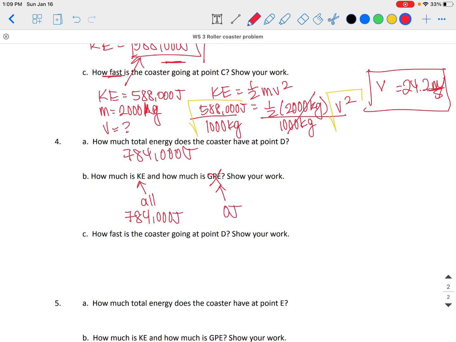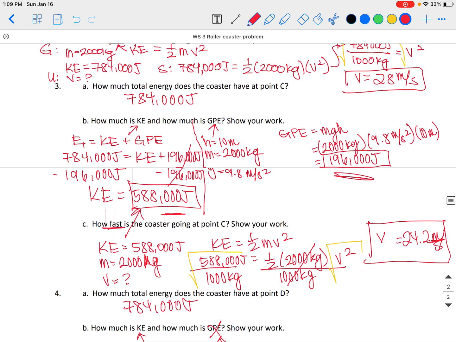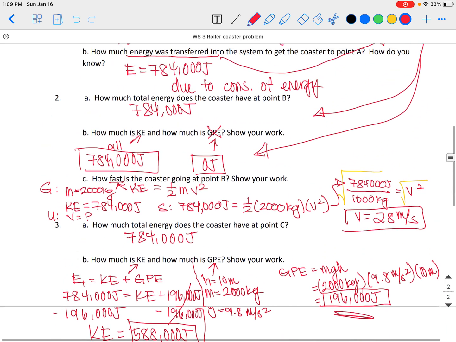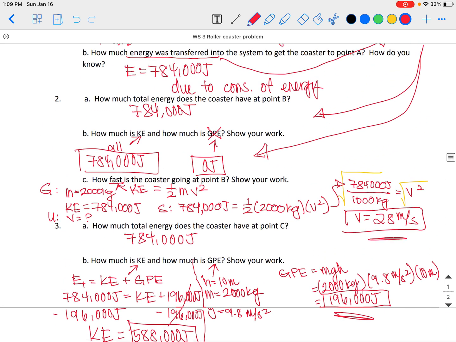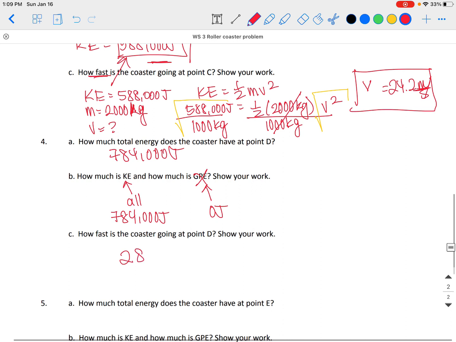How fast is the coaster going at point D? Well, the work is going to be exactly the same as what we did at point B. So the speed at point B, where is that, is right here: 28 meters per second. And you can look back at that work if you'd like to.